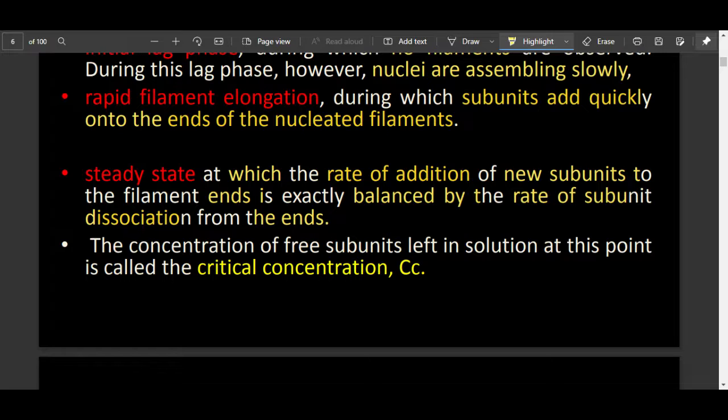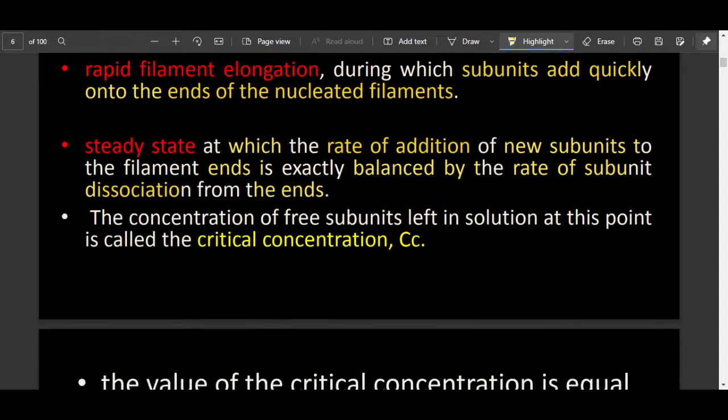It is a state where addition occurs and dissociation also occurs, and the rate of addition is balanced by the rate of subunit dissociation from the end, and that is called steady state.